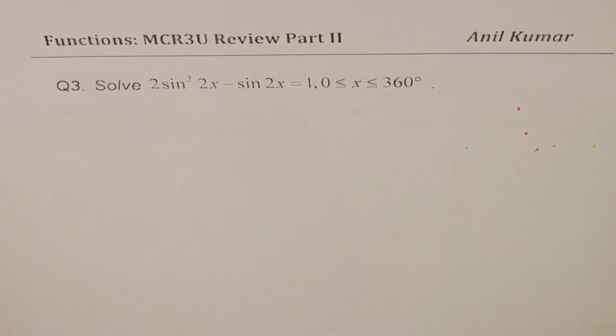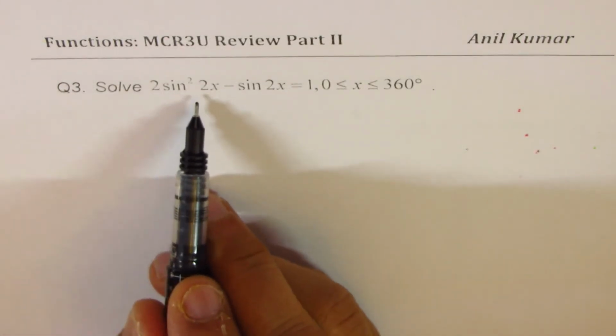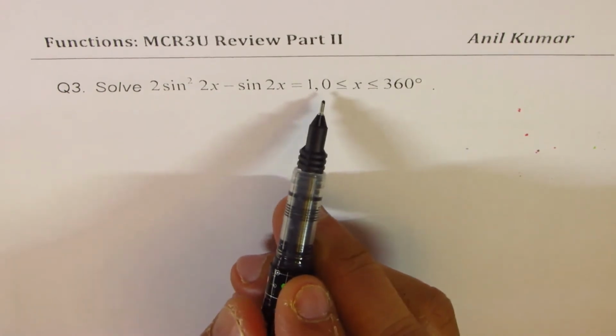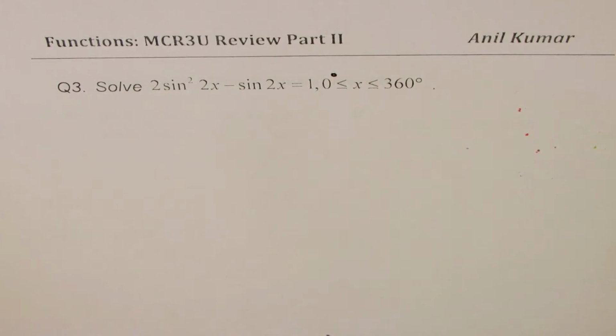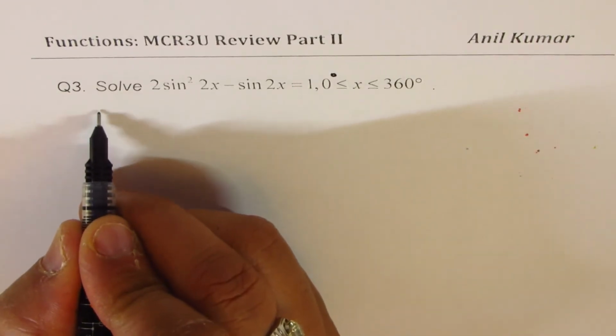Question number 3. I'd like you to pause this video, answer this question, and then look into my suggestions. Question number 3. Solve 2 sine squared 2x minus sine 2x equals 1, where x is between 0 degrees to 360 degrees. I hope this review at the end of your session may be useful as a learning process also. So let me rewrite this question. It is not that clear.